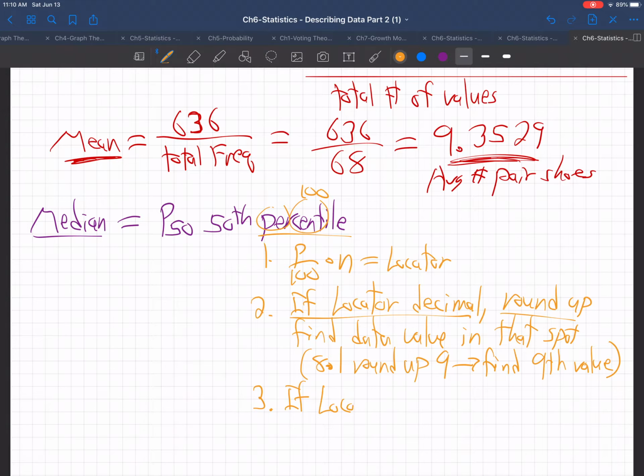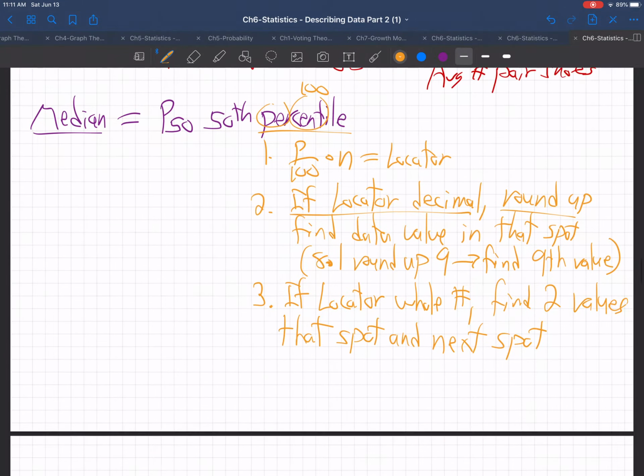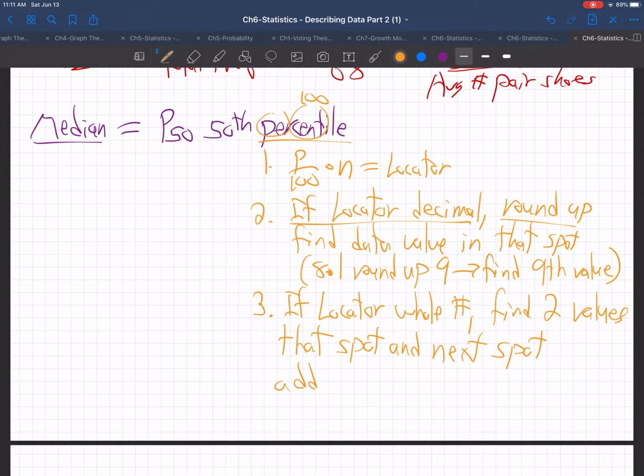But if the locator is a whole number, you find two values, that spot and the next spot, and you add them and divide by 2. In other words, you find the average of those two values.